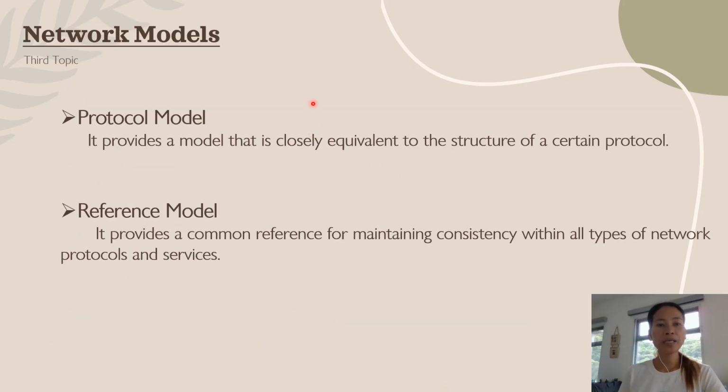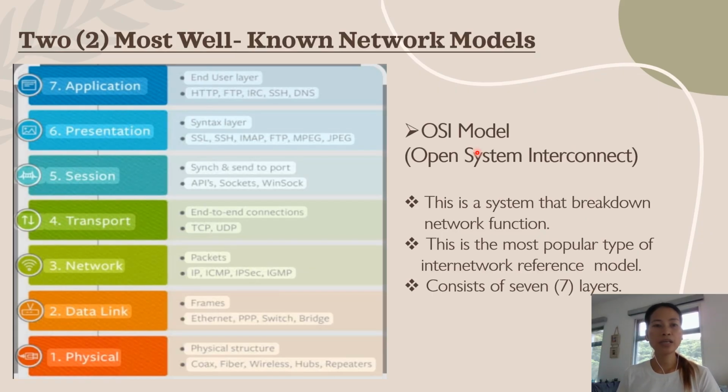Our third topic is network models. A protocol model provides a model that is closely equivalent to the structure of a certain protocol. A reference model provides a common reference for maintaining consistency within all types of network protocols and services.